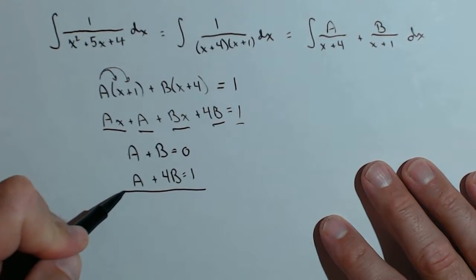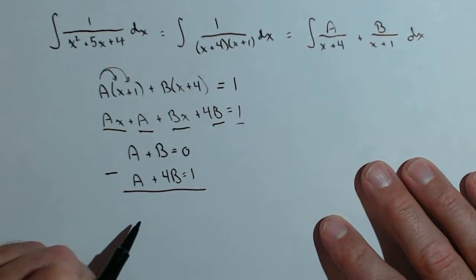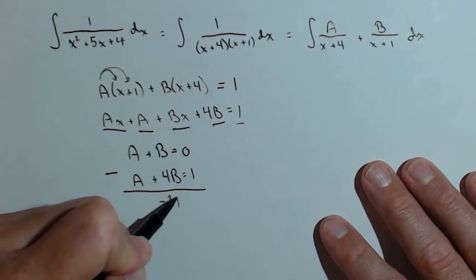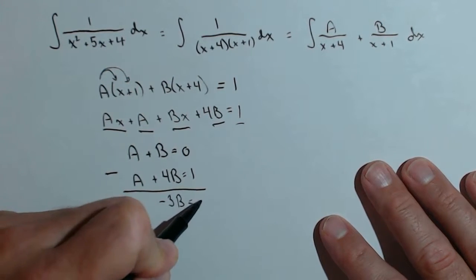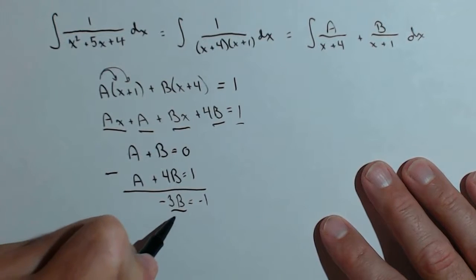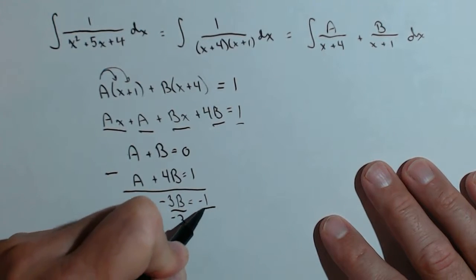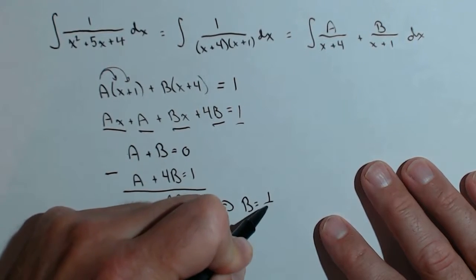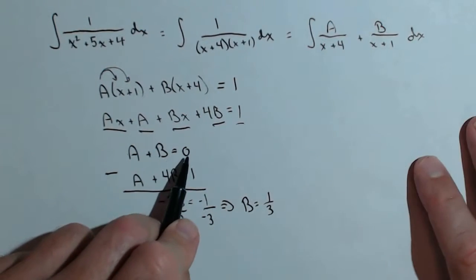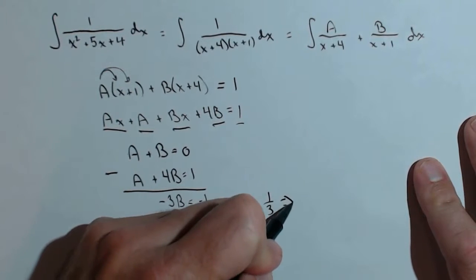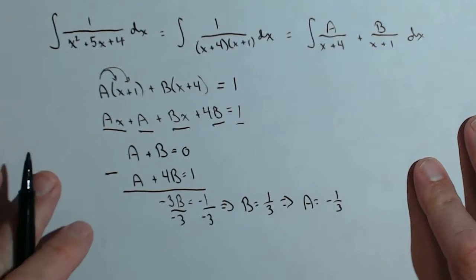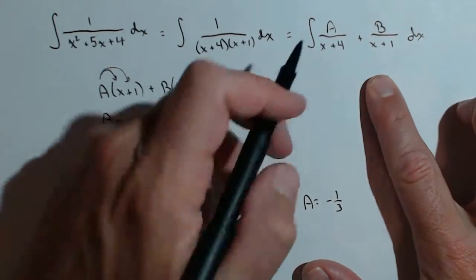So we can solve this real quickly just by doing cancellation. We'll subtract here. So negative 3B equals negative 1. Divide both sides by negative 3. And that gives us B equals 1/3. And because A and B have to add together to be 0, that also gives us A is minus 1/3. So we can put that together with our piece here.